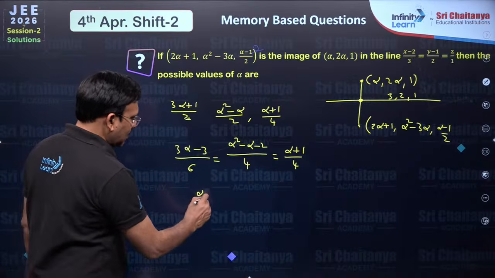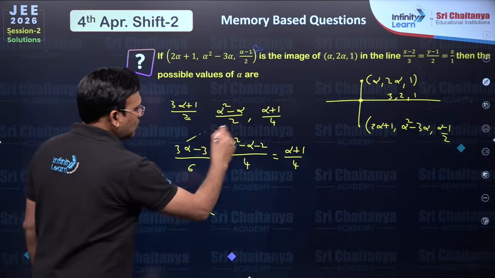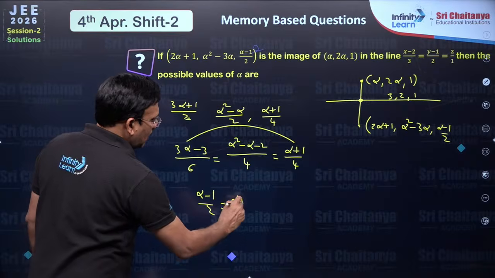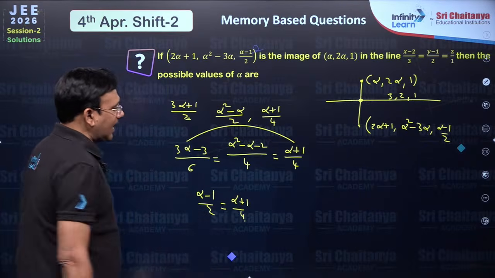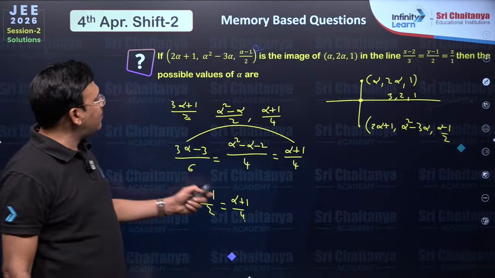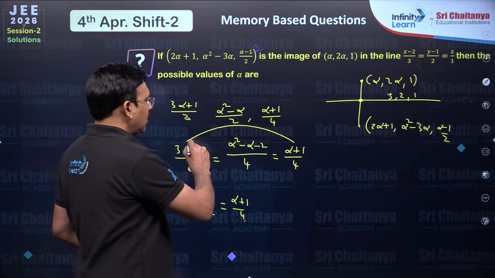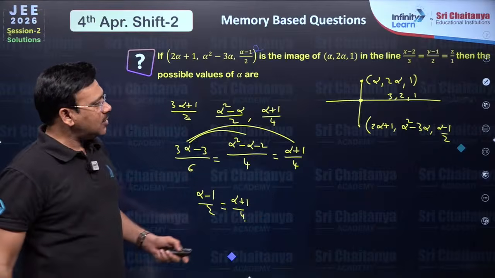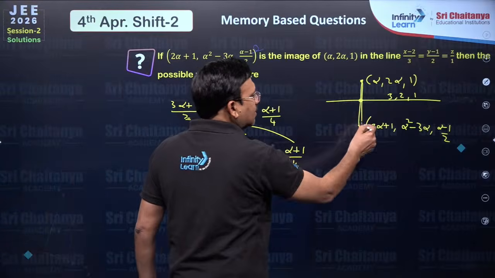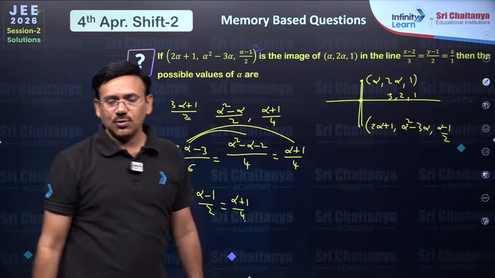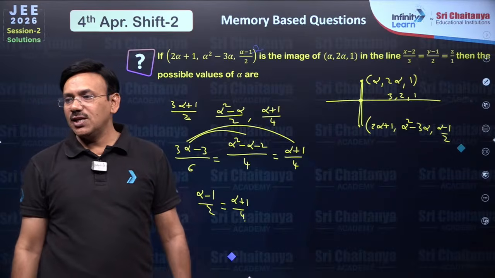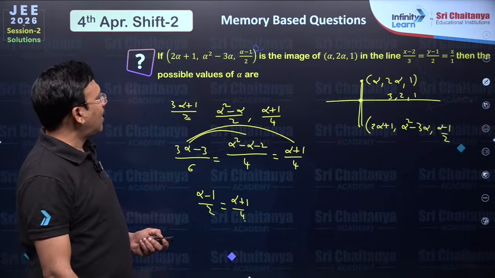So our alpha must satisfy this condition. This is nothing but (alpha minus 1)/2, this must be equal to (alpha plus 1)/4 kind of conditions. You just simplify accordingly, you have to get the values. You just solve this. And not only that, this DRs and this DRs dot product must be 0. You just apply that accordingly, you will get the possible values of alpha.